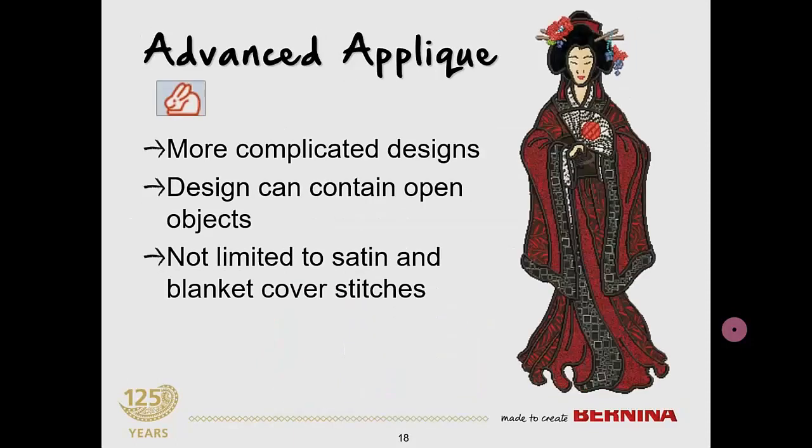Now, one of my favorite tools is the Advanced Applique tool. You can create very complicated designs with the Advanced Applique, and you can create these detailed lines that are stitched within an applique piece, and you can use open objects in this case. In other words, the object doesn't completely enclose. It can be open, an open line, for example. That's how these lines were all created with the Open Object tool.